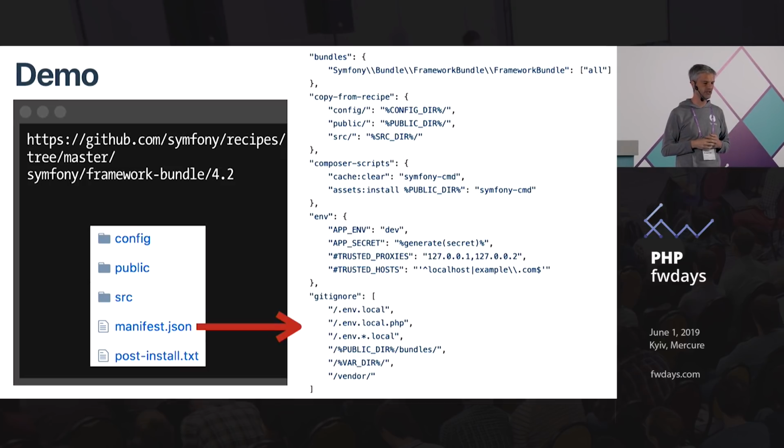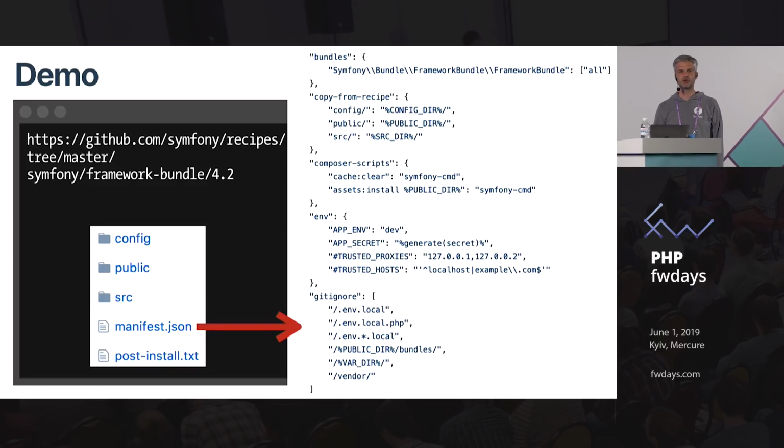It is done automatically. We can copy files. We can run scripts, which is going to modify your composer.json file. We can register automatically some environment variables, and we can also manage the .gitignore file for you. So we are trying to do the most without you doing anything. So that's what is in the manifest.json files, and then everything else is the configuration and the files that we need to copy in your project.